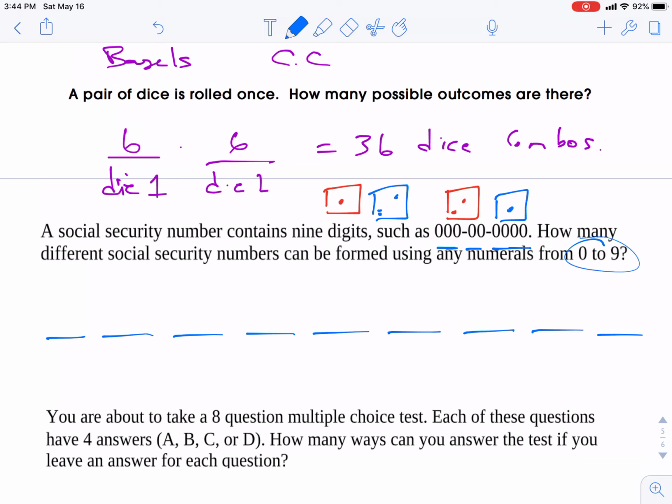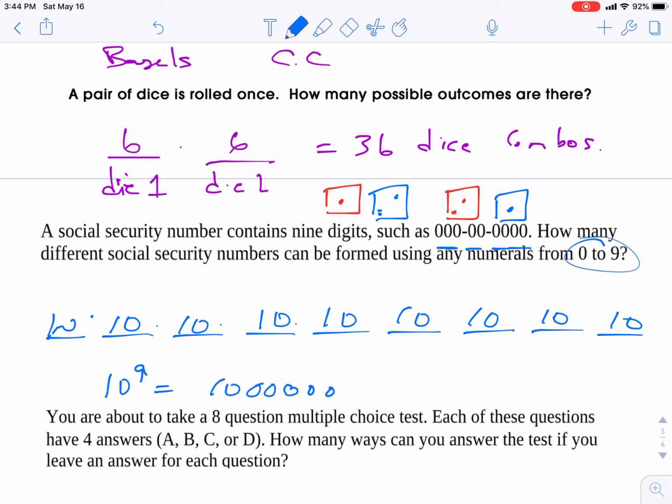We're using the numbers 0 to 9. Most of us are going to say, hey, I have 9 options. You're forgetting about 0. If you count it out 1 through 9, that's 9 numbers, and then add in that 0 would be the 10th digit. So we're really going to do 10 numbers times 10 numbers times 10 numbers. These are the options for each one of them. And then you go ahead and multiply all that together. 10 to the 9th gives us a really big number.